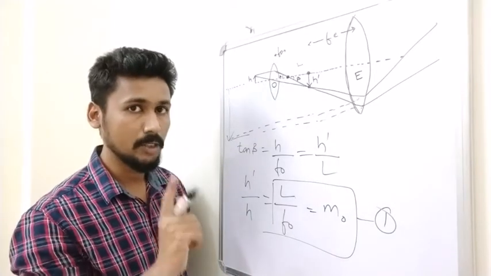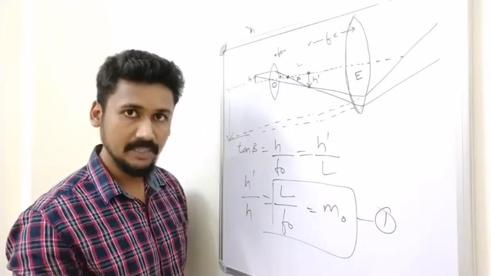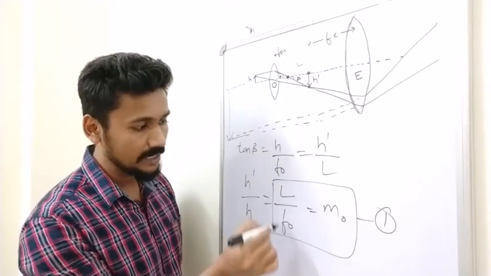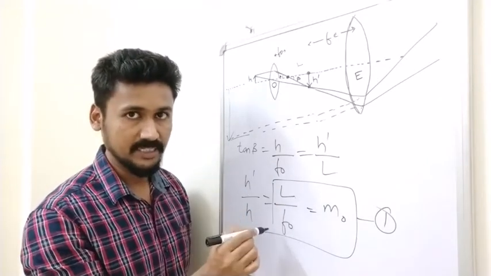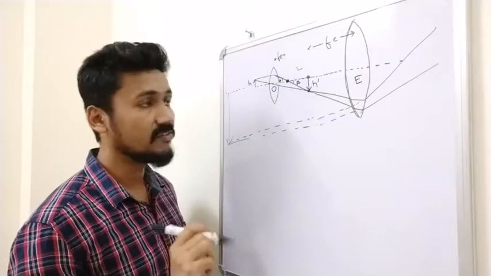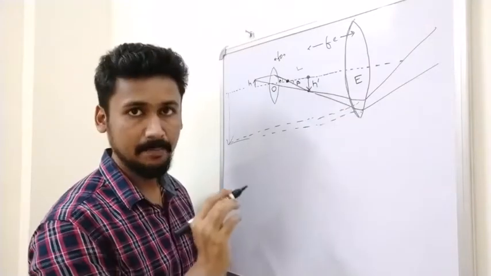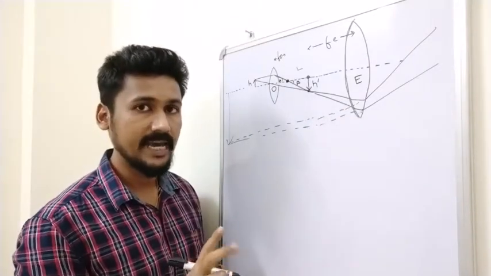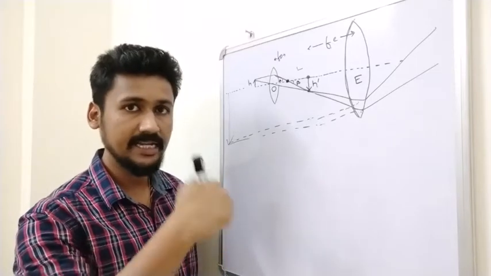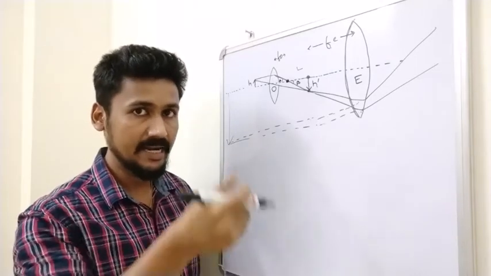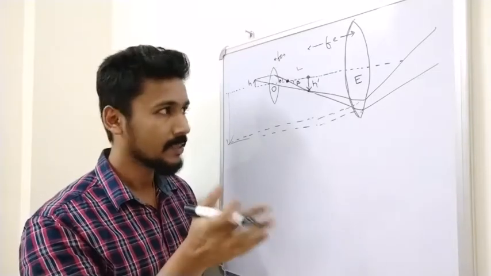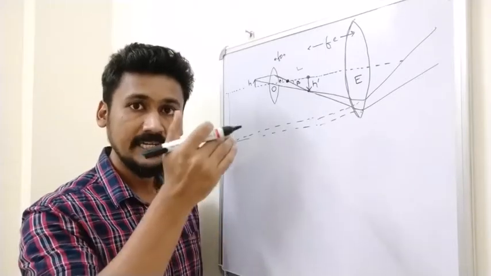So objective is going to form magnification. How much is the magnification? That is tube length divided by focal length of objective. Next we will find magnification by the eyepiece. Now the image by the eyepiece can be at 2 points. Either it can be at infinity or it can be at the distance of distinct vision. So let us do it for when it is at infinity.